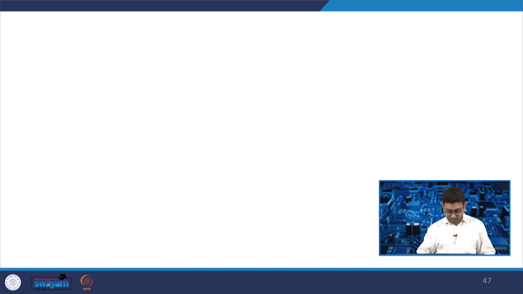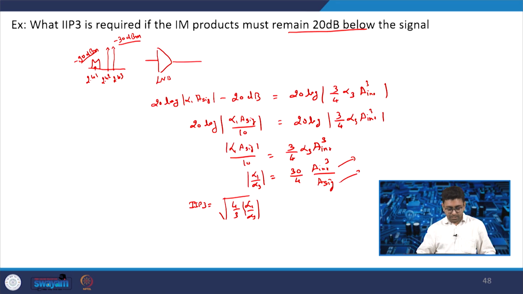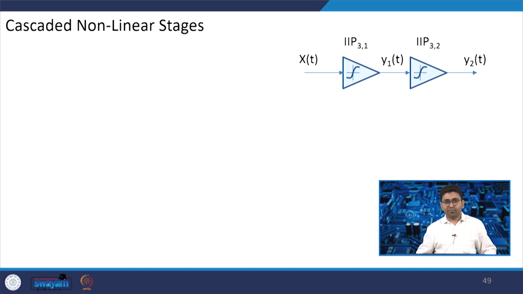So, now the way we have done the cascade, because in an RF system, in an RF receiver, there will not be only a single component, there will be multiple components connected to each other, and the way we found the Friis formula for the low noise amplifier, that is for noise figure, similarly, we can also define the IIP3 of the complete system. So, for that we need to understand what will be the cascaded nonlinearity.